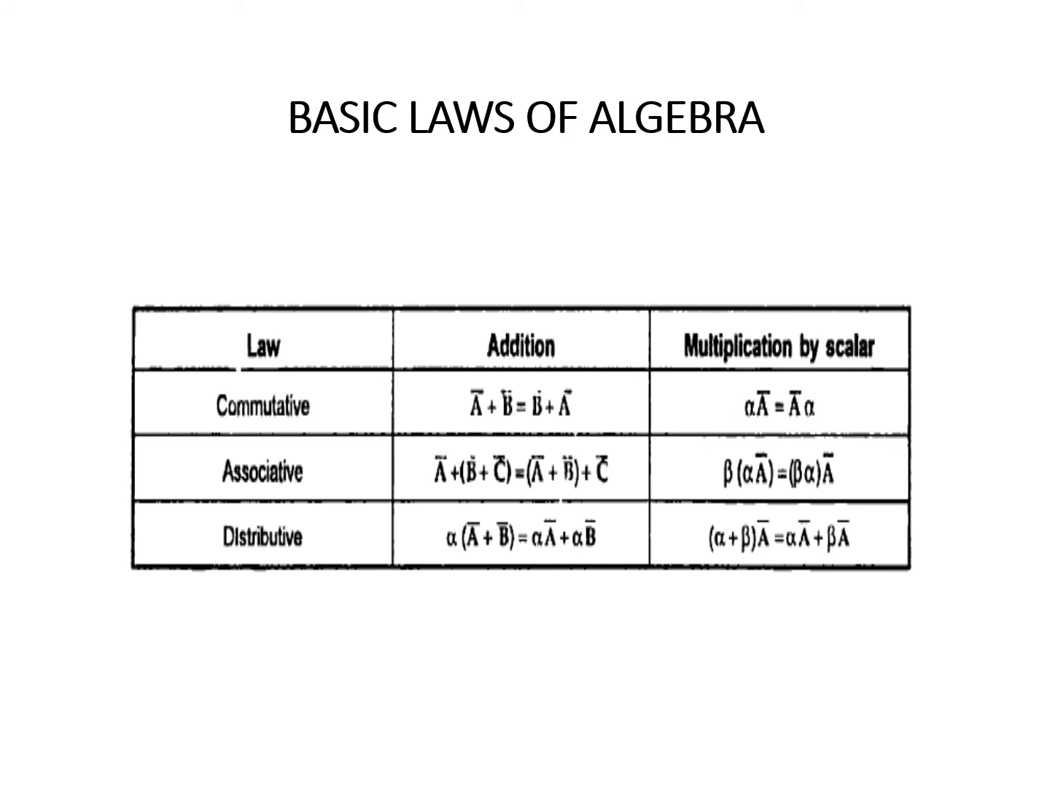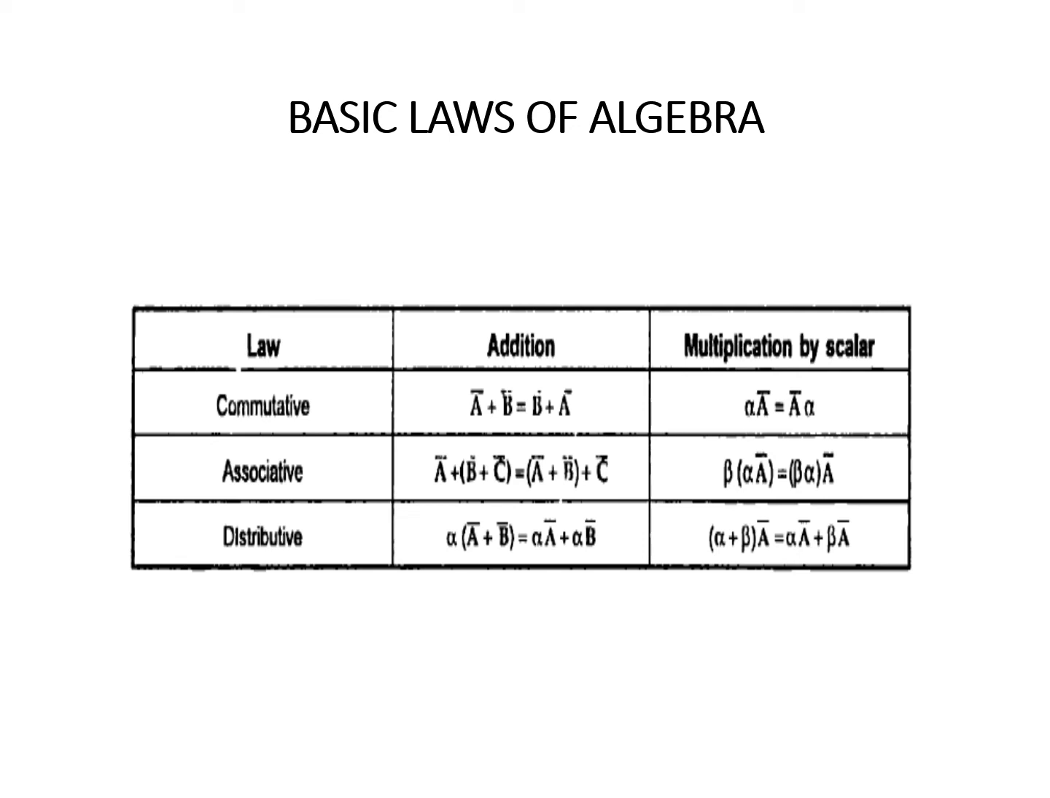Basic laws of algebra. The first law is the commutative law. For addition, A vector plus B vector is equal to B vector plus A vector. In multiplication by a scalar, alpha times A vector is equal to A vector times alpha. The second one is the associative law. A vector plus (B vector plus C vector) is equal to (A vector plus B vector) plus C vector. Multiplication by a scalar, where beta is a scalar: beta times (alpha A vector) is equal to (beta alpha) times A vector.